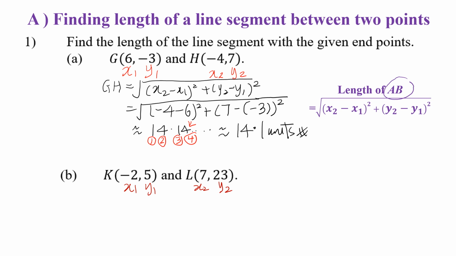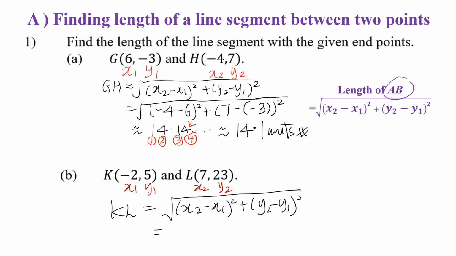Alright, let's write down finding the distance for KL. KL is a Kuala Lumpur? No lah. So square root, bracket x2 minus x1 squared plus y2 minus y1 squared.